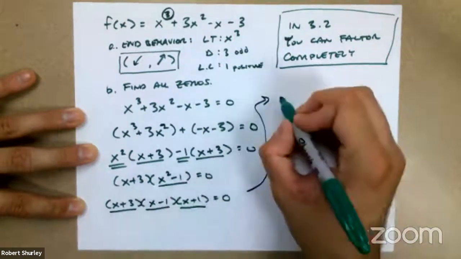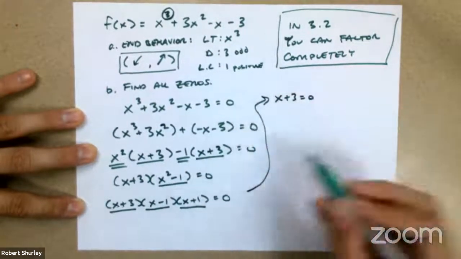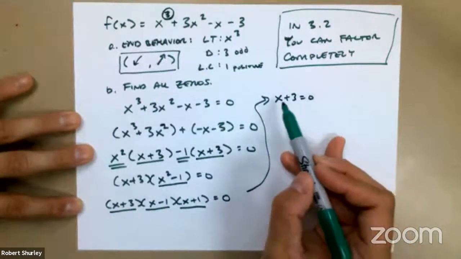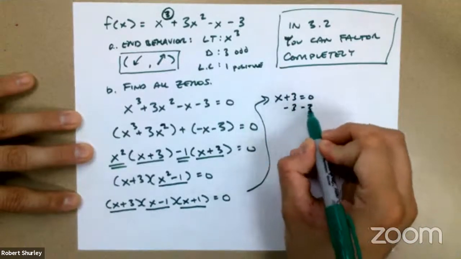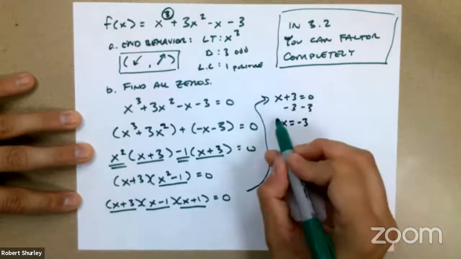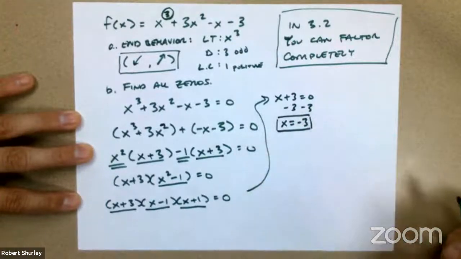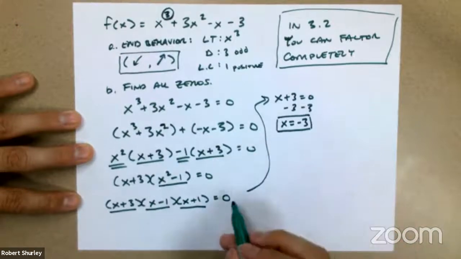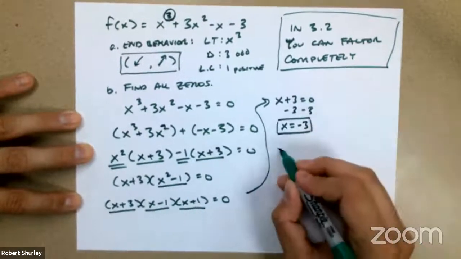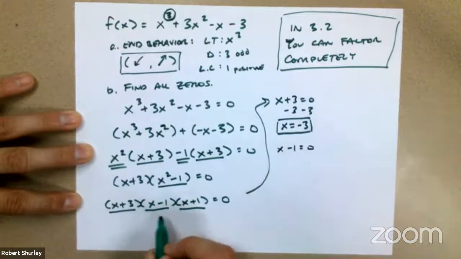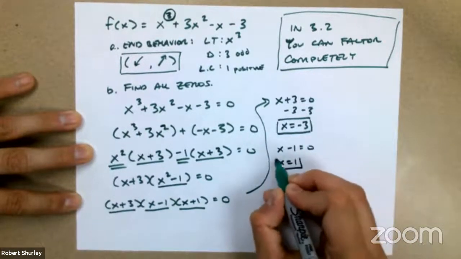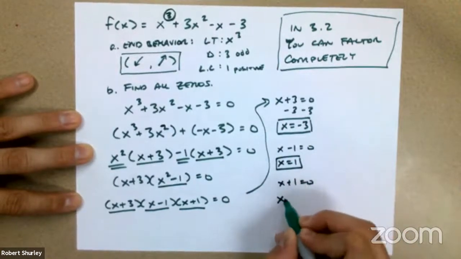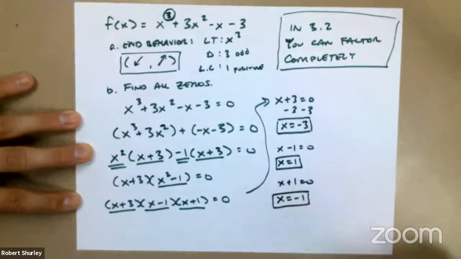Now, when we set each of these factors to 0, I'm going to finish this over here. I'm going to set each one of these factors equal to 0. So x plus 3 equals 0. Now, notice if x plus 3 is the factor, when I solve it, x equals -3 is the 0. So now, the other one was what? X minus 1? X minus 1 equals 0, so x equals 1 is the actual 0. And then x plus 1 equals 0, so x equals -1.